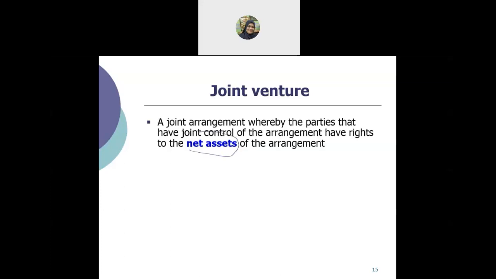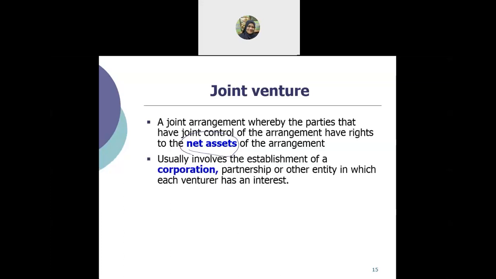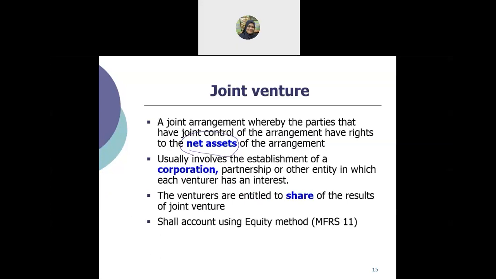Before this, in the joint operation, you only have the rights over the outputs or the outcomes of the business. A joint venture usually involves the establishment of a corporation, partnership or other entity in which each venturer has an interest. The venturers are entitled to share the result of the joint venture. For the joint venture, we are going to use the equity method.